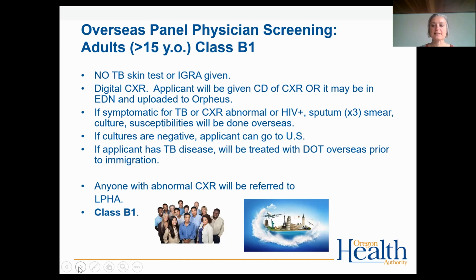So if this adult is symptomatic for TB, or they have a chest X-ray abnormality that's indicative of TB, or they're HIV positive, the panel physician is required to collect 3 sputum and do a smear, culture, and susceptibilities before the person can come to the US. If the cultures are negative, the applicant can go ahead and move on to the US. But if the applicant has TB disease, they're going to be treated overseas with DOT prior to being allowed to immigrate. So that's kind of the process.